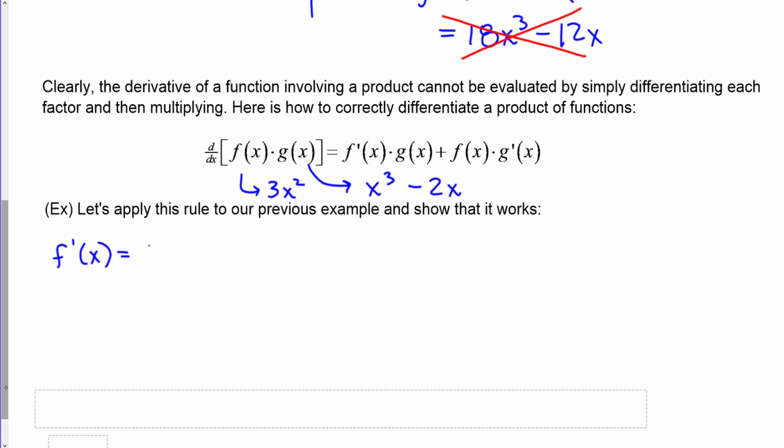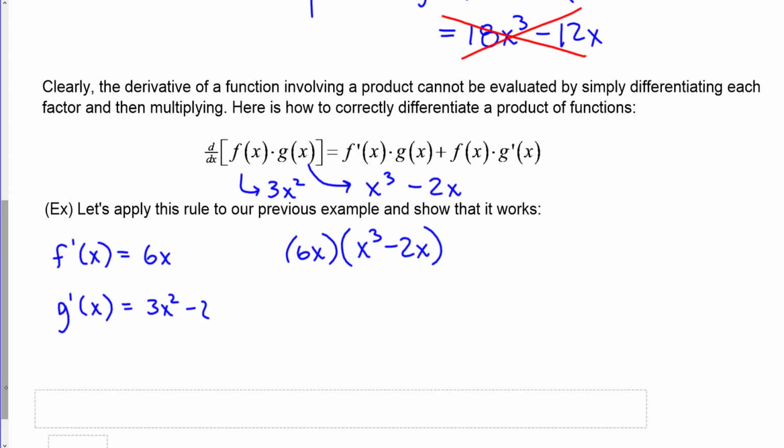We already established that as 6x. And we have the derivative of the second, which was already established as 3x squared minus 2. So in order to use the product rule, what it says is to take the derivative of the first function, which would be 6x, multiply that by the second function, which was x cubed minus 2x. So it's not the derivative of the second at this point, it's just the second function. Plus the first function, which is 3x squared, times the derivative of the second, which is 3x squared minus 2.